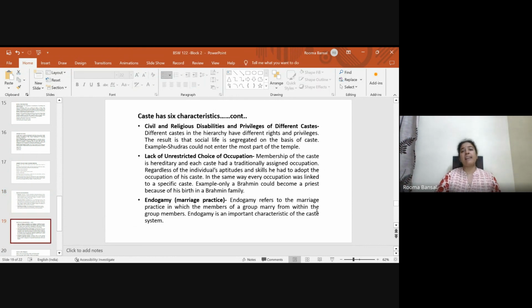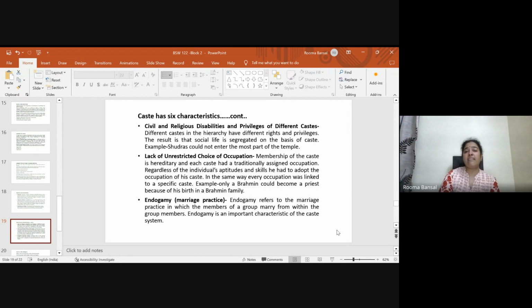Next is civil and religious disabilities and privileges of different castes. Different castes in the hierarchy have different rights and privileges. The result is that social life is segregated on the basis of caste. Example, Shudras could not enter most parts of a temple. Now mandirs are open for everybody. Anyone and everyone can go there. But in our old system, Shudras and untouchable people could not enter any temple or any temple premises.